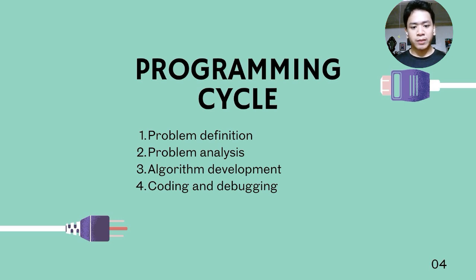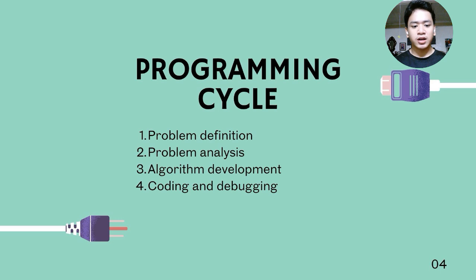Next is the algorithm development. Once we understand the problem, we create a step-by-step solution. For example, step 1 is to get the quiz and exam scores and add them together, divide by the total possible score, and if the result is greater than or equal to 60, display pass, otherwise display fail. This algorithm is our blueprint before we start coding.